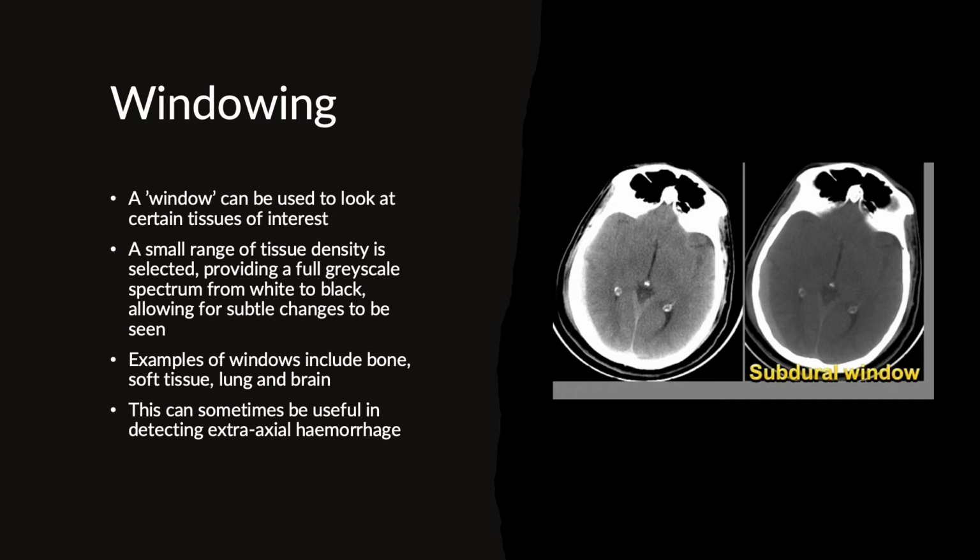And we've seen here on the image, we've got a subdural window. And by applying the window, we can see that subdural hemorrhage there a bit more clearly than before. So yeah, it can sometimes be useful in detecting extra-axial hemorrhage.